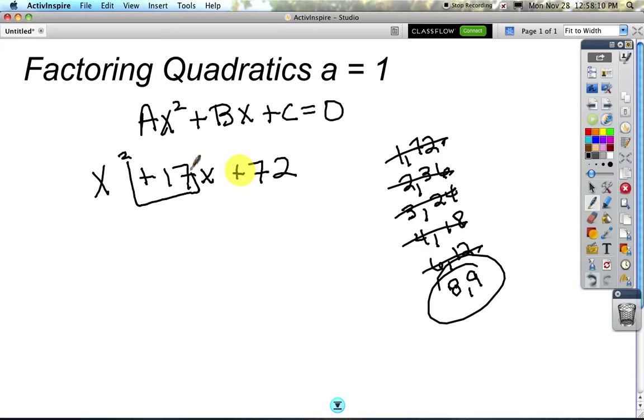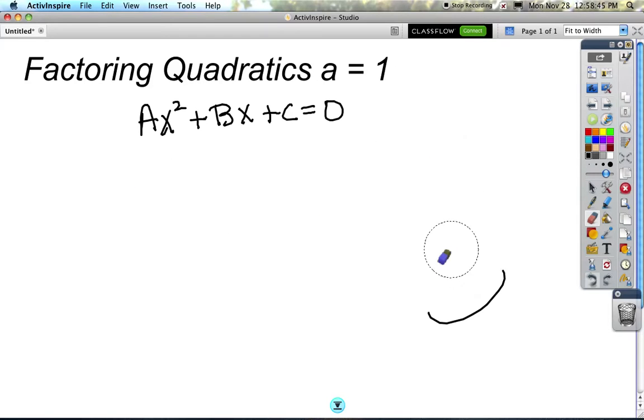Now, is the 17 I'm wanting to get positive or negative? Positive. The only way you can add is same sign. So if I'm adding to get a positive, they both have to be positive. So x plus 8, x plus 9. Does the order in which I put these matter? No, because multiplication is commutative. Okay? Now, I'm going to try to do one of each type. So what's that? x plus 8, x plus 9.